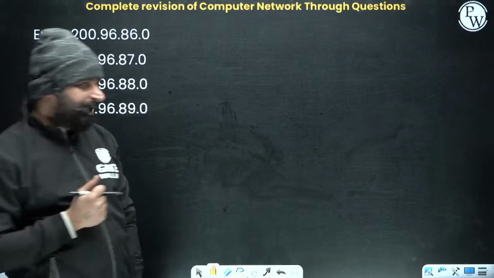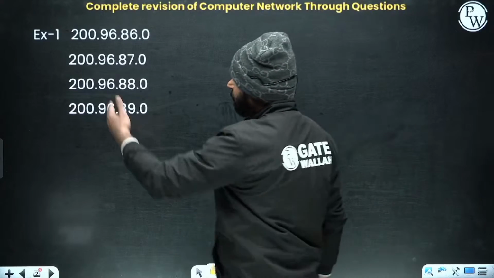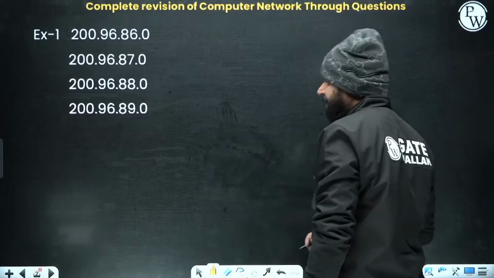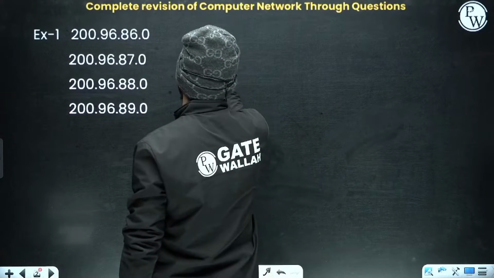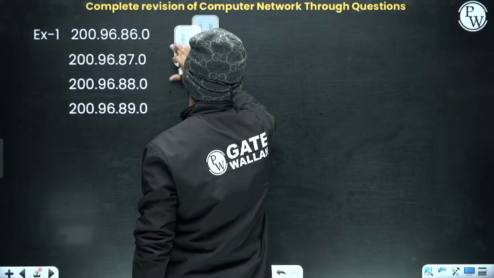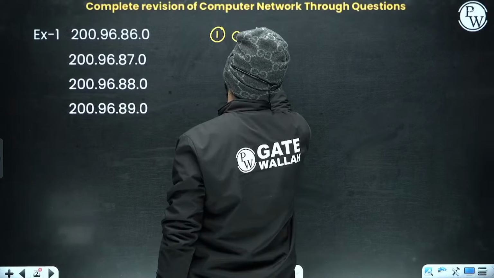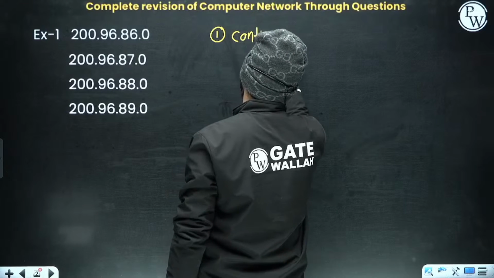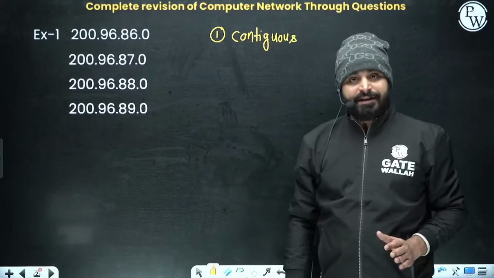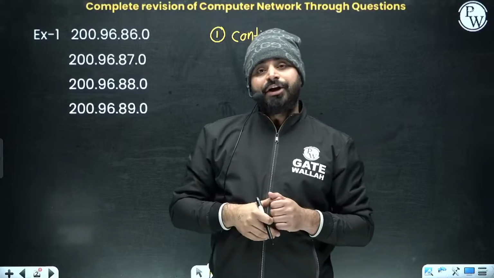Now we can say that this is class C, because 200 means class C. We have to check three conditions. What is the first condition? The first condition is that the networks must be contiguous. If it is classful addressing, how can we check whether all these networks are contiguous or not?